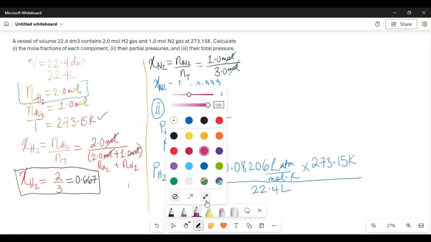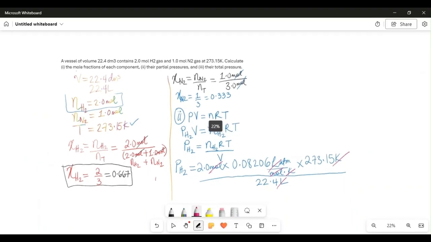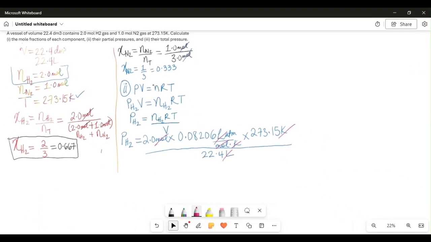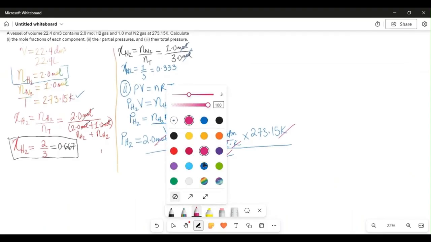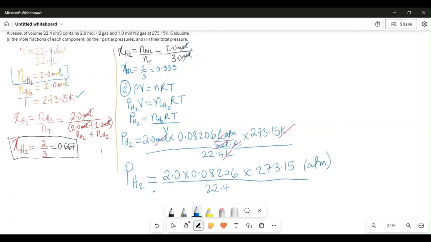So we're going to cancel out all the units. We cancel out the mole, the Kelvin, and the liters, because the whole point of solving this is to determine the pressure. So PH2 is just us inputting all of this information into the calculator: 2.0 times 0.08206 times 273.15 divided by 22.4. And all of that has atm because we couldn't cancel out atm, since we're solving for pressure.